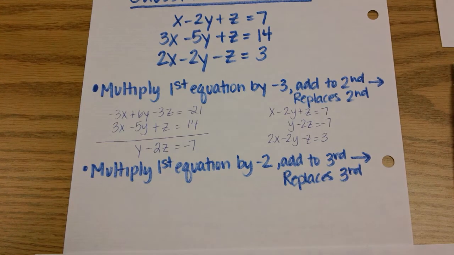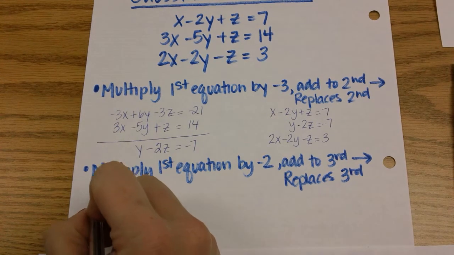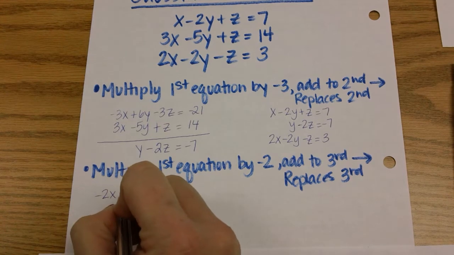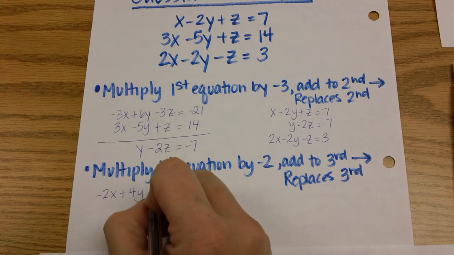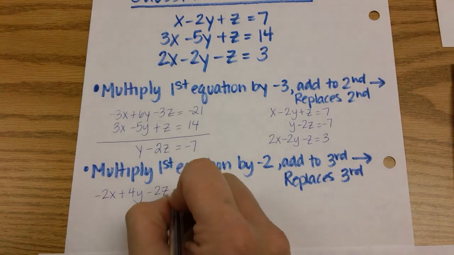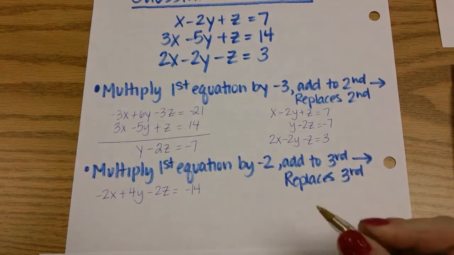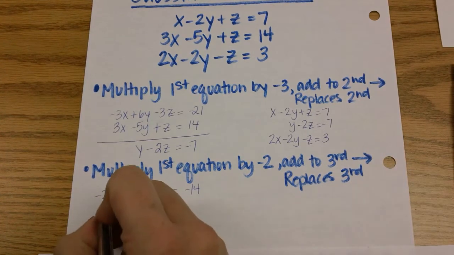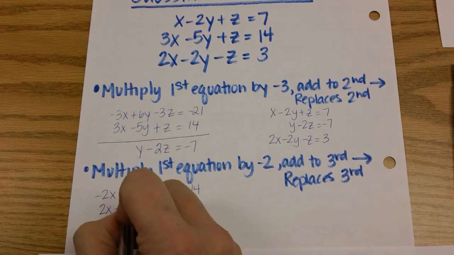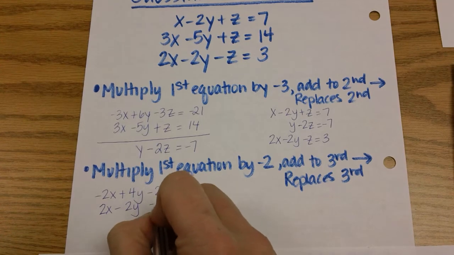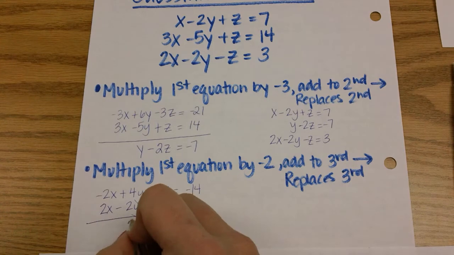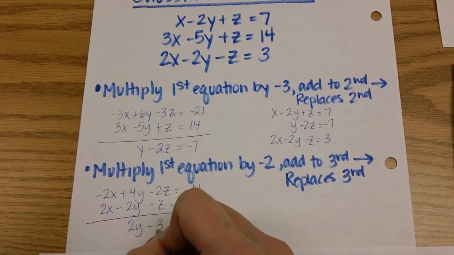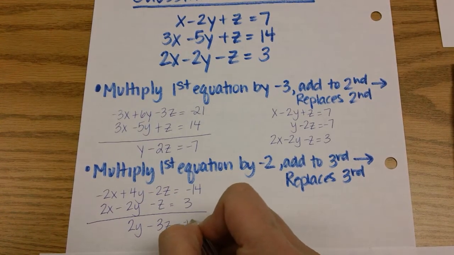Okay? So what I'm going to do here on the left is multiply my first equation by -2. That's going to give us -2x plus 4y minus 2z equals -14, and then I'm going to write my third equation below it, which is 2x minus 2y minus z equals 3. When we add these together, we're going to get 2y minus 3z equals -11.